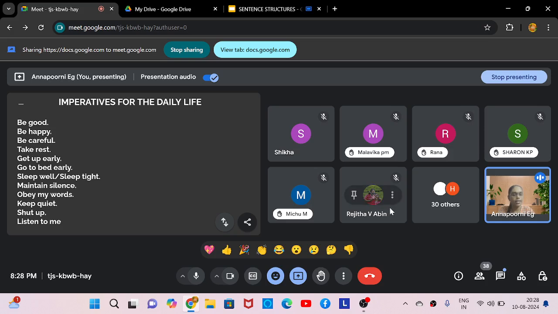Okay, that we will learn in the next class. Imperative sentences are generally short sentences. They will end with a full stop.